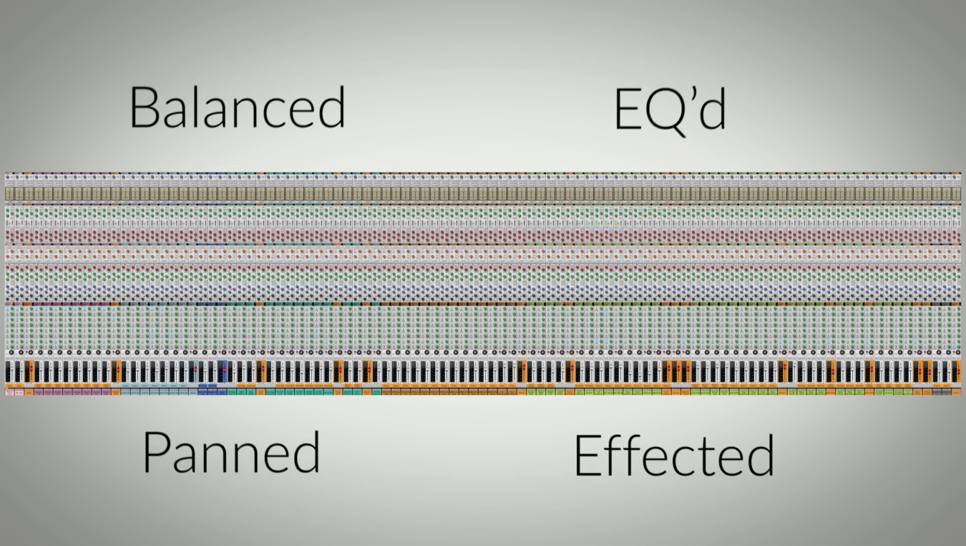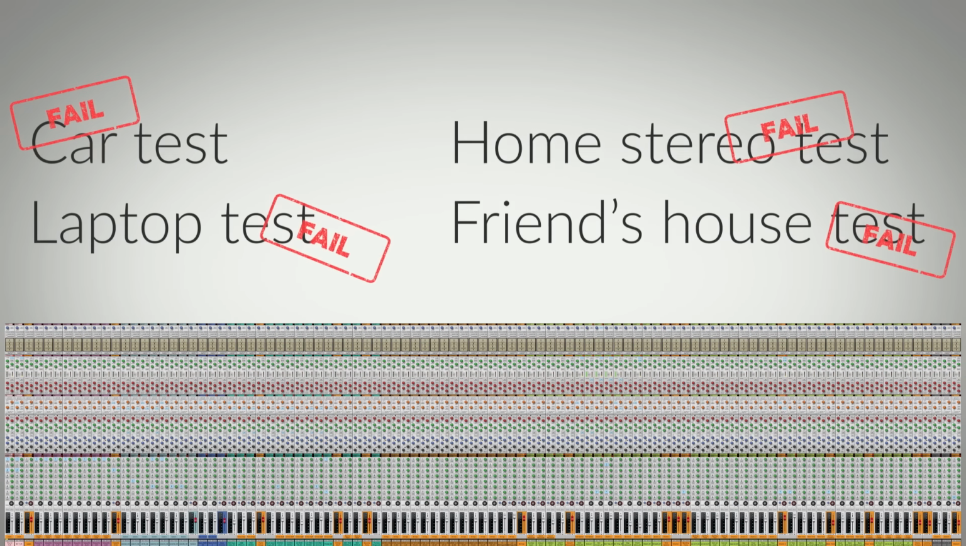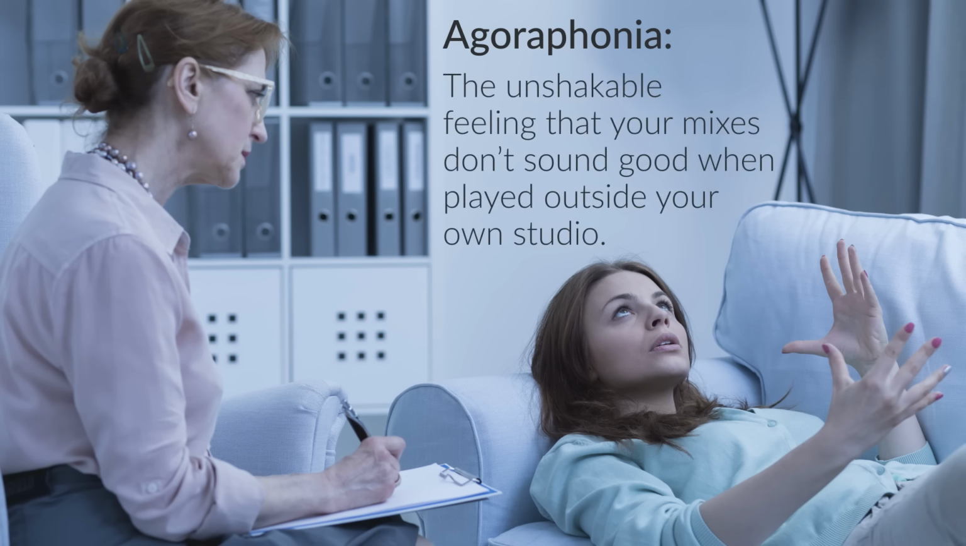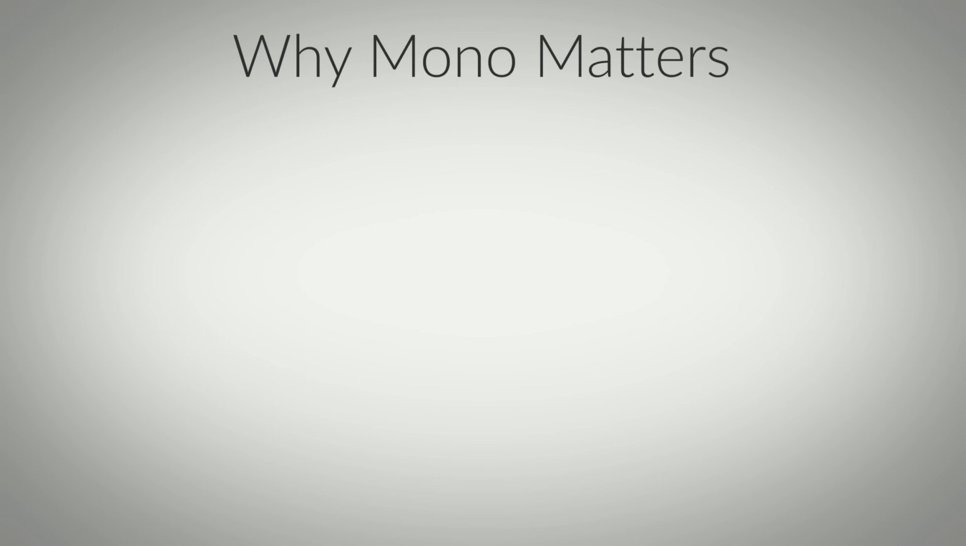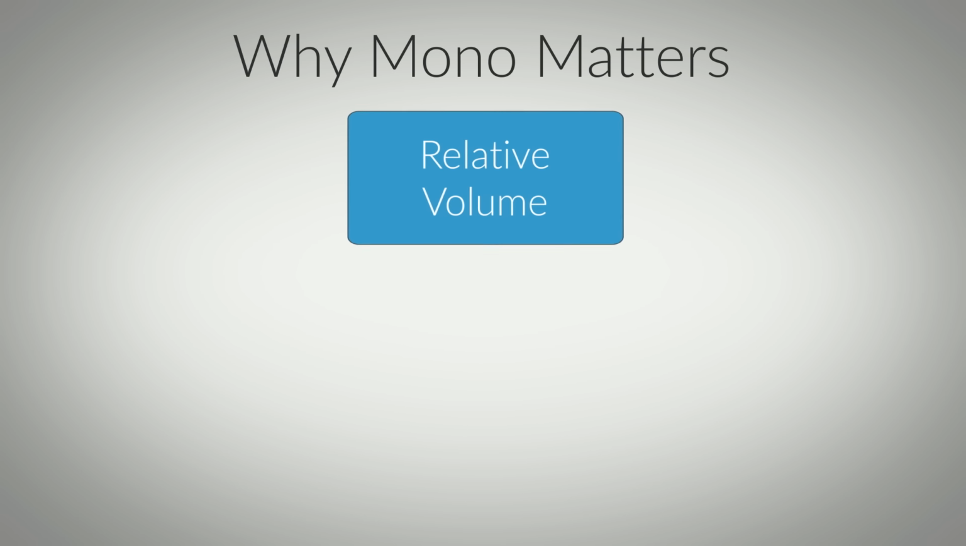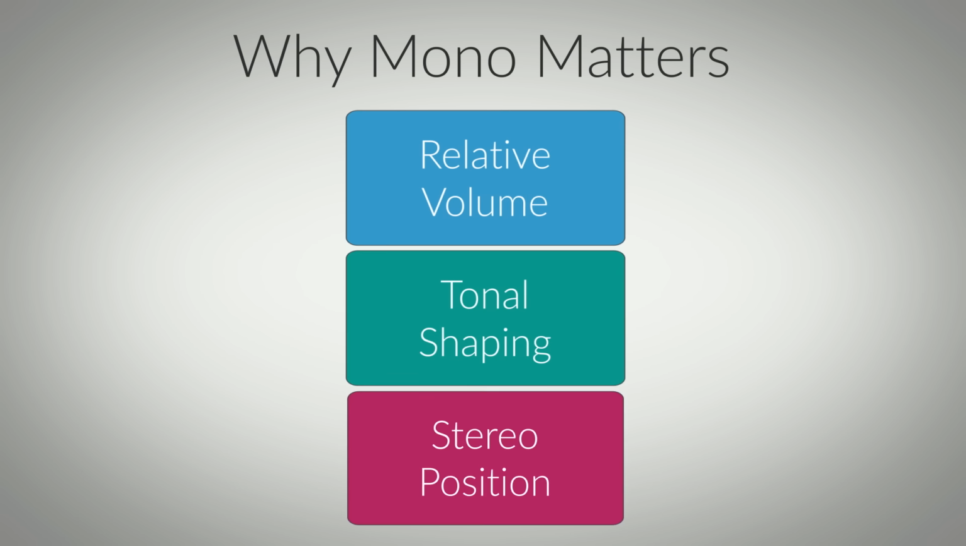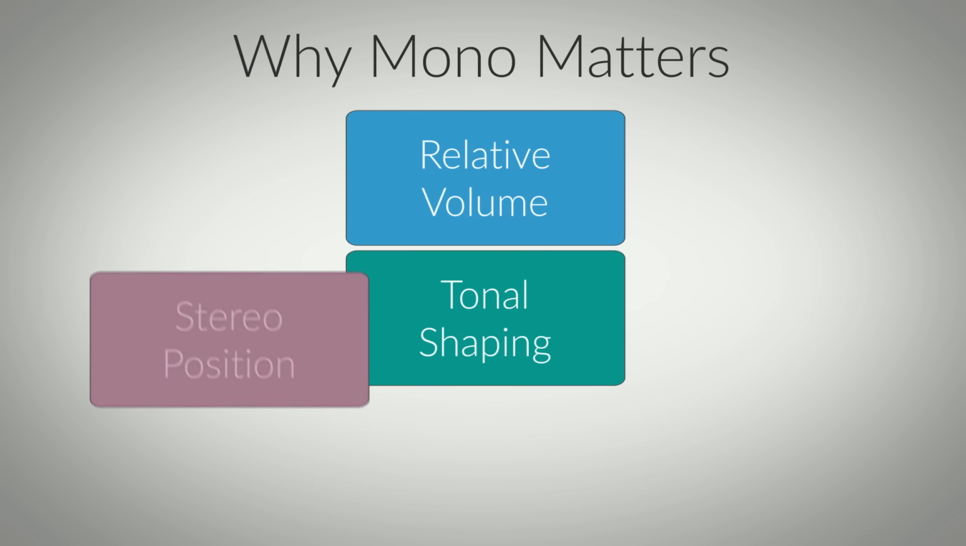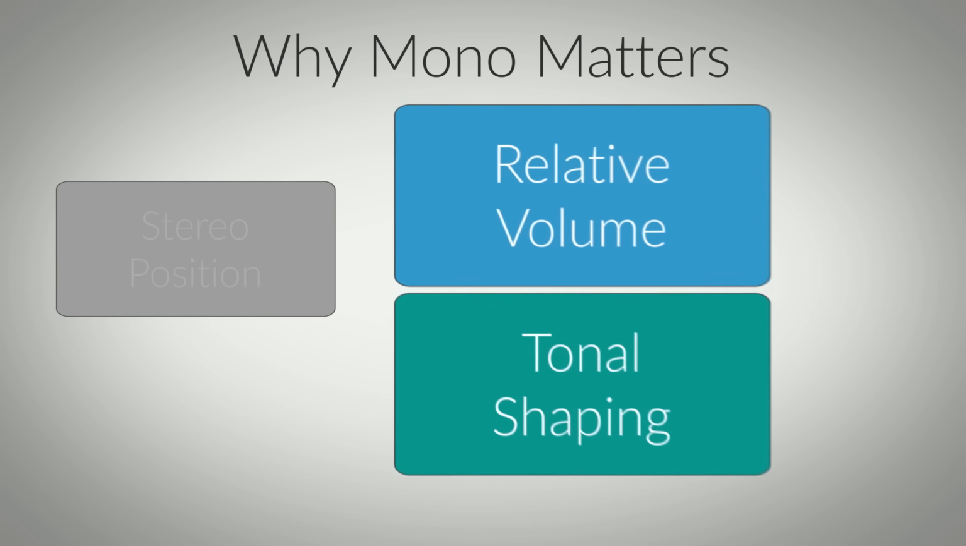But mixing in stereo can play tricks on you, and it can let problems go by unnoticed, resulting in a psychological condition that I'll call agoraphonia, the unshakable feeling that your mixes don't sound good when played outside your own studio. Mixing is about three things: relative volume, frequencies, and stereo position. If we remove that last one from the equation, we get a better sense of how we're doing with the first two.